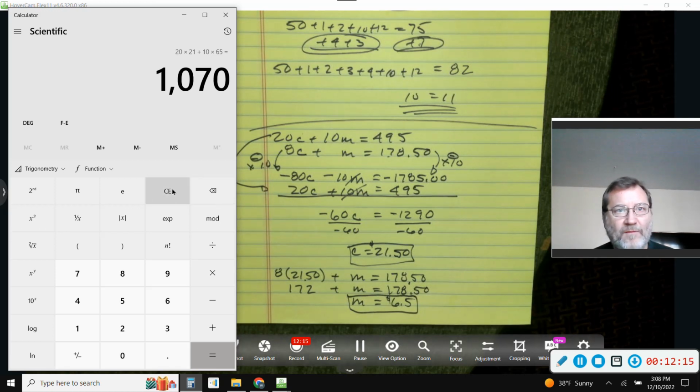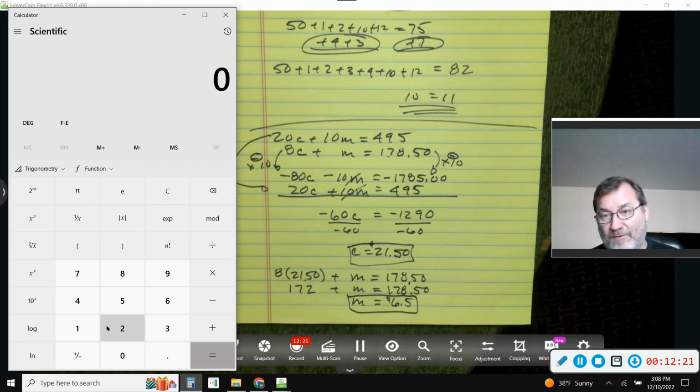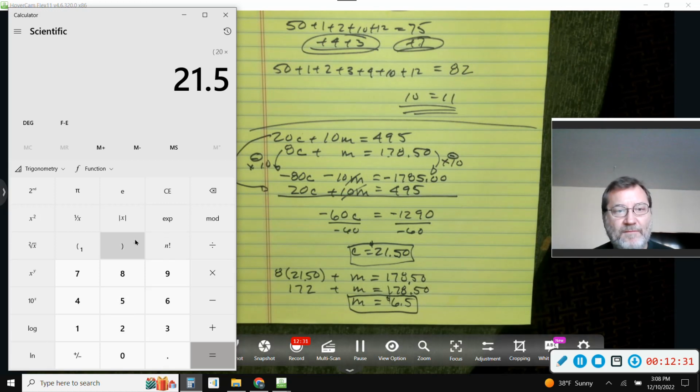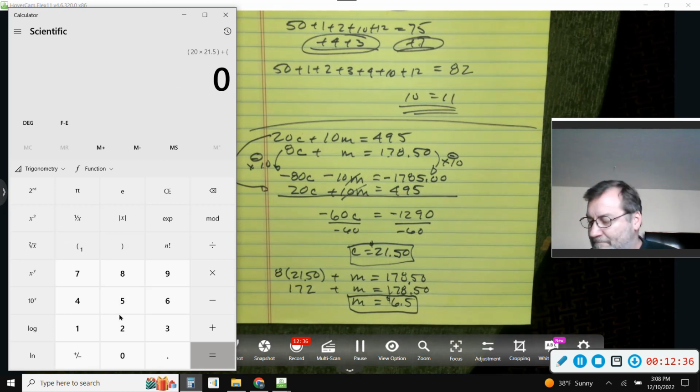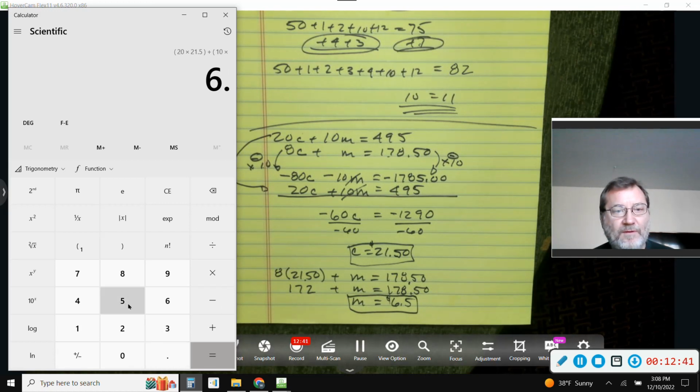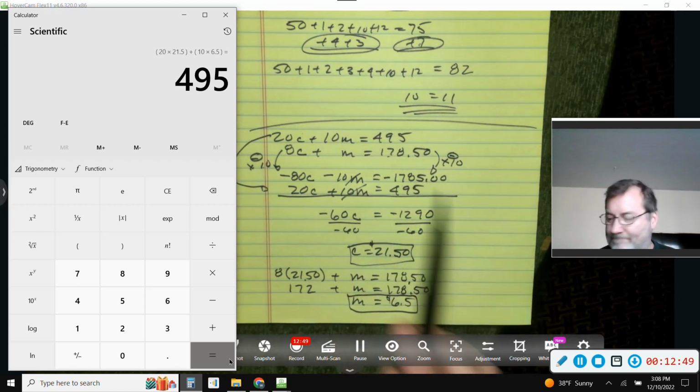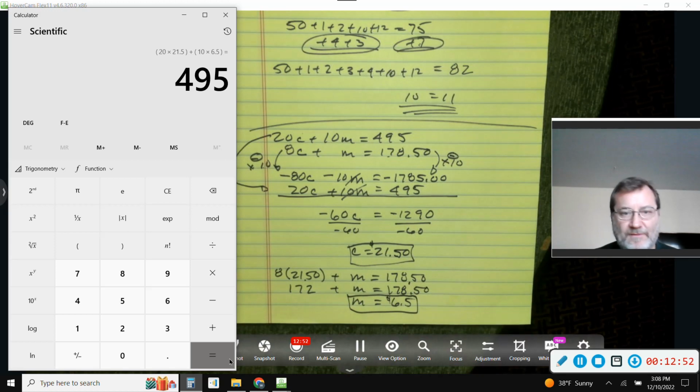Oops, my order of operations didn't hold out. This is why we don't use the calculators on our cell phones. The order of operations doesn't work. We'll need to use grouping symbols. So 20 times 21.5 in grouping symbols plus 10 times 6.5 in grouping symbols equals 495, which is exactly what I'm supposed to be getting. So yep, I am very confident that this is the correct answer.